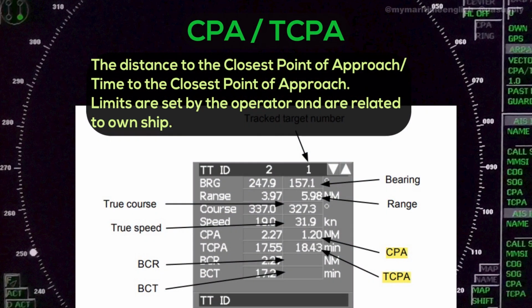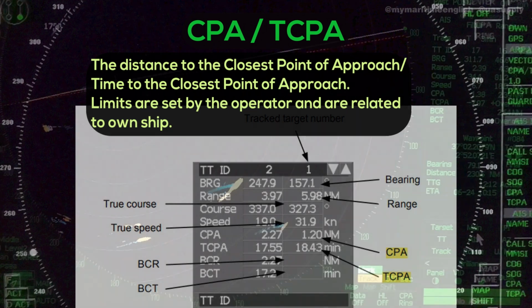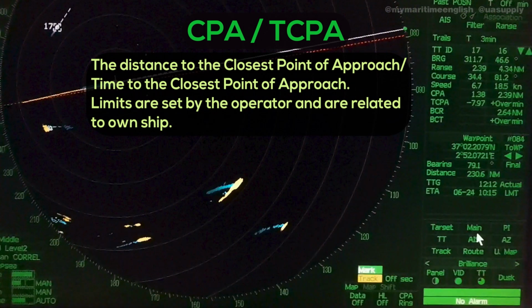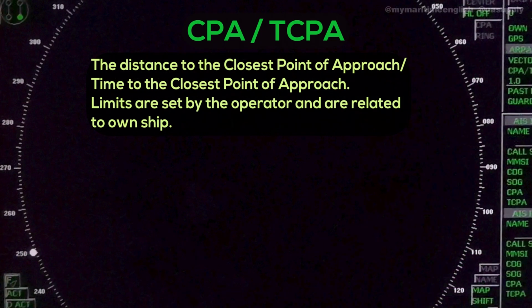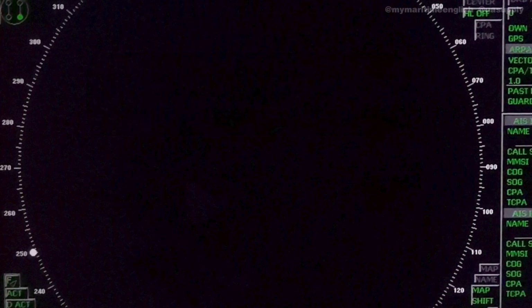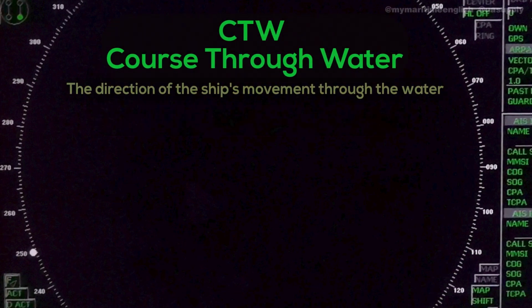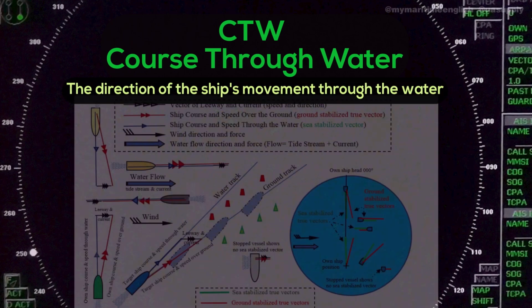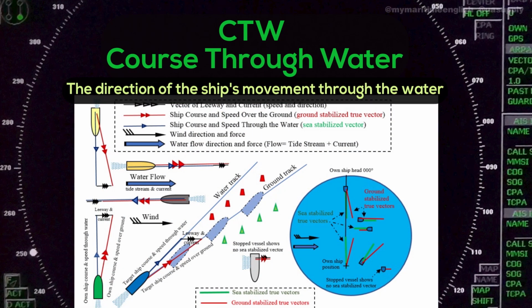CPA-TCPA, the distance to the closest point of approach, time to the closest point of approach. Limits are set by the operator and are related to own ship. CTW, course through water. The direction of the ship's movement through the water.